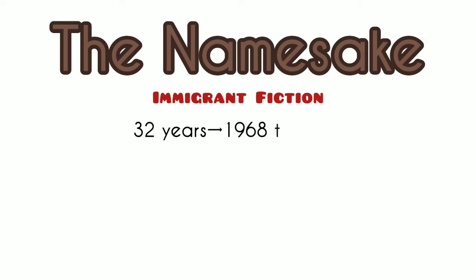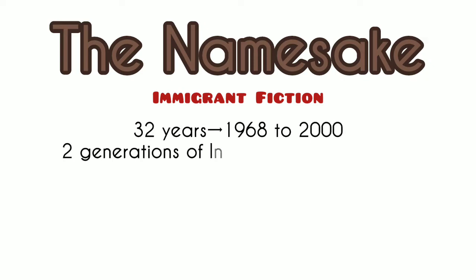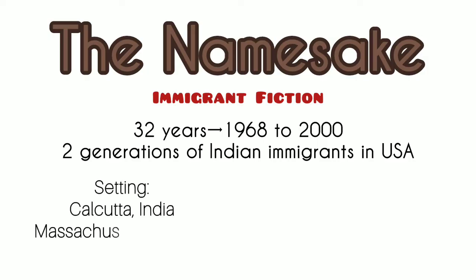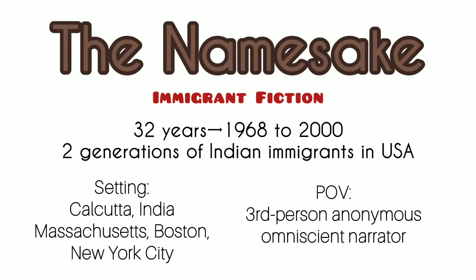The Namesake is an immigrant fiction novel that takes place over a period of 32 years and 2 generations of Indian immigrants in the United States of America from the year 1968 to 2000. The setting of the novel revolves around various places, notably in Calcutta, India, Massachusetts, Boston, and New York City. It is from the point of view of a third-person anonymous omniscient narrator.